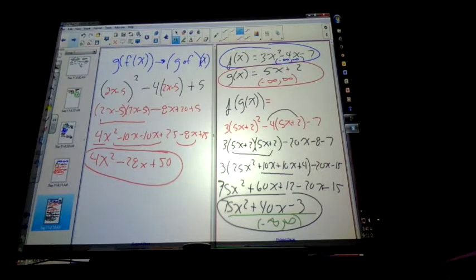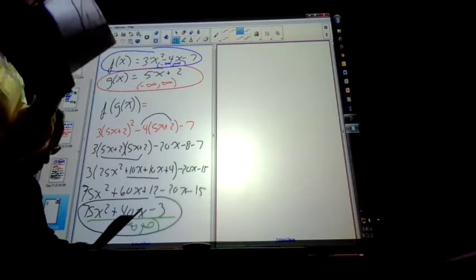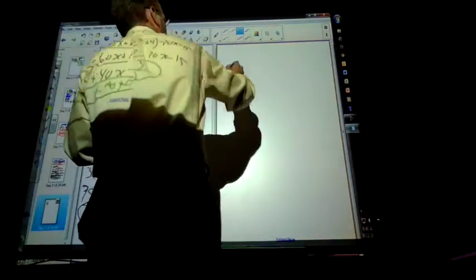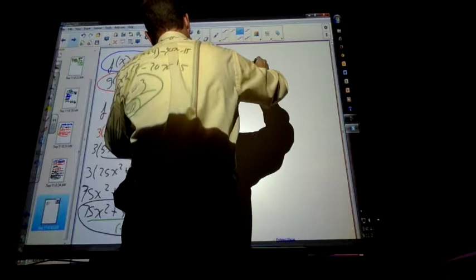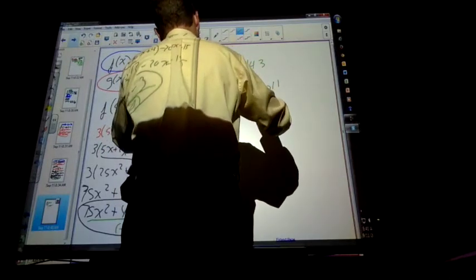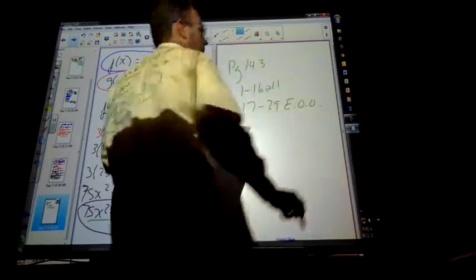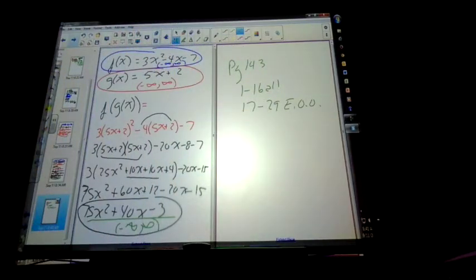All right. I think you guys are ready to rock and roll. So I want to give you the opportunity to work on this. Looks like we have quite a bit of time left in class, so use it for your advantage, not as your social. So page 143, 1 through 16 all, 17 through 29, every other odd. If you don't know how to do every other odd, just do all the odds, you get it right.